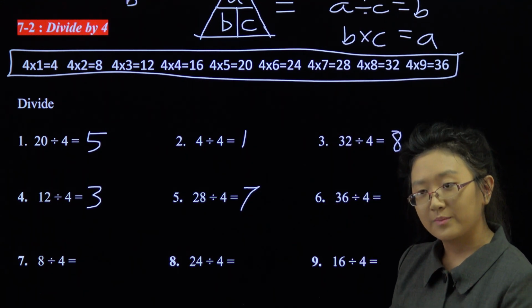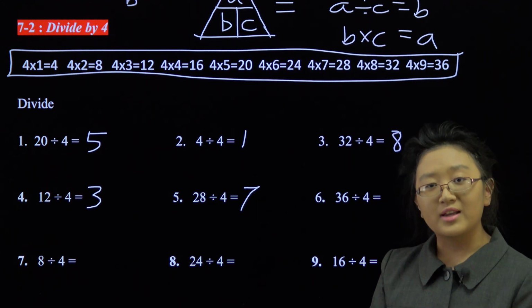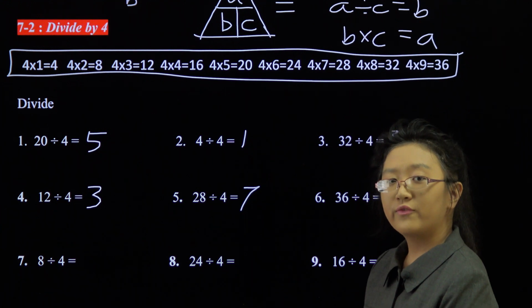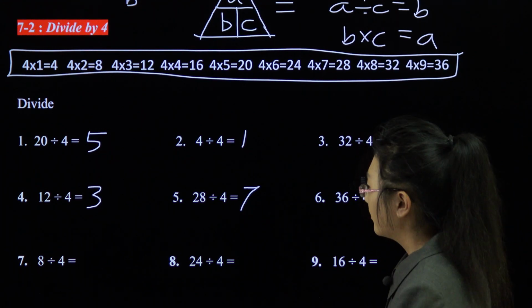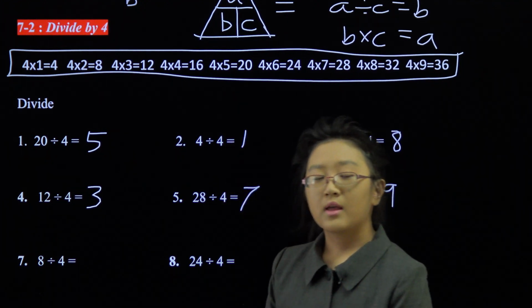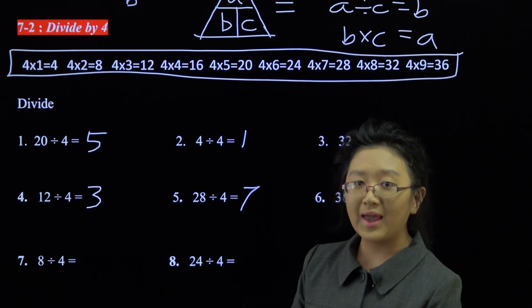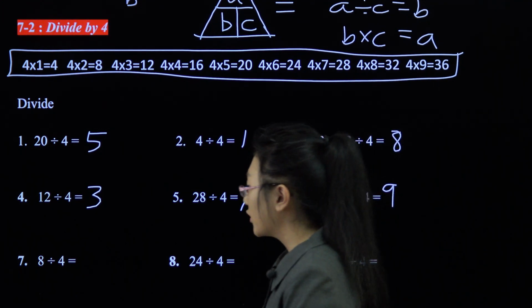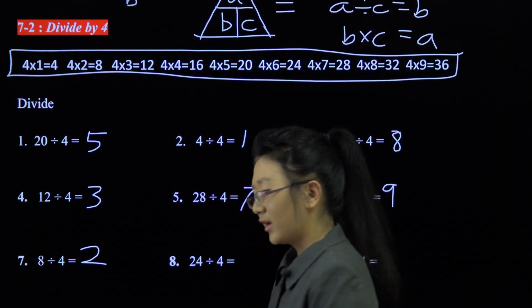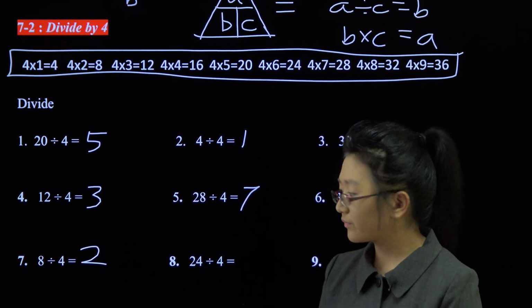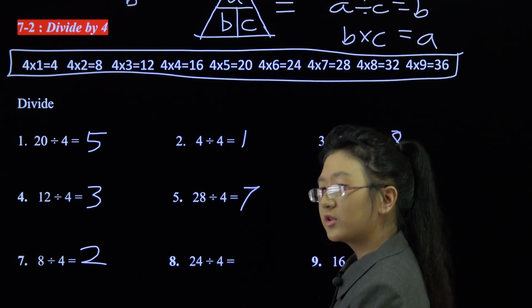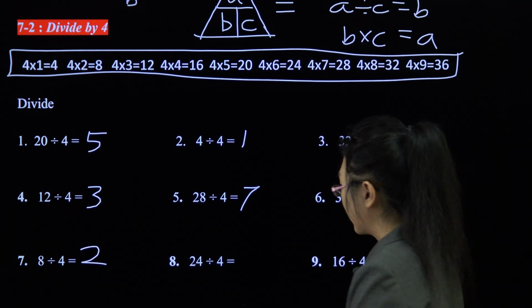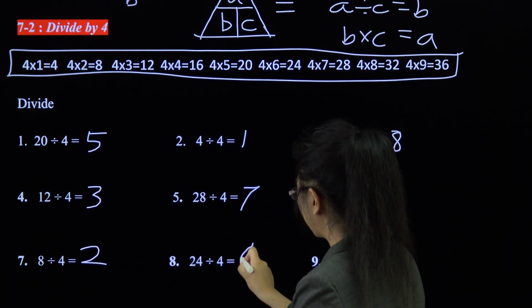36 divided by 4. 4 times 9 equals 36. Therefore, 36 divided by 4 is equal to 9. 8 divided by 4. 4 times what equals 8? 4 times 2 equals 8. 8 divided by 4 is equal to 2. 24 divided by 4. 4 times what equals 24? 4 times 6 equals 24. 24 divided by 4 equals 6.